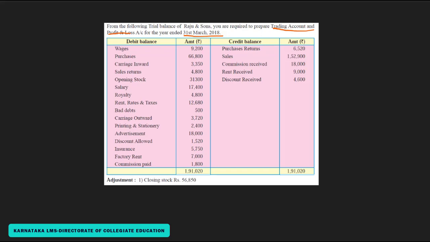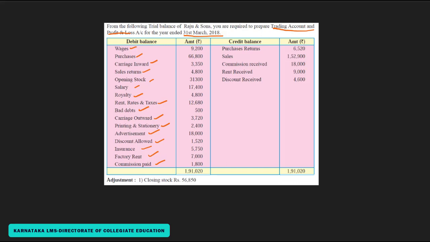Firstly, in the debit balance they have given wages and purchases, carriage inward, sales returns, opening stock, salaries, royalty, rent, rate and taxes, bad debts, carriage outward, as well as printing and stationery, advertisement, discount allowed, insurance and factory rent, commission paid. See, these are all the expenses which includes both direct and indirect expenses.